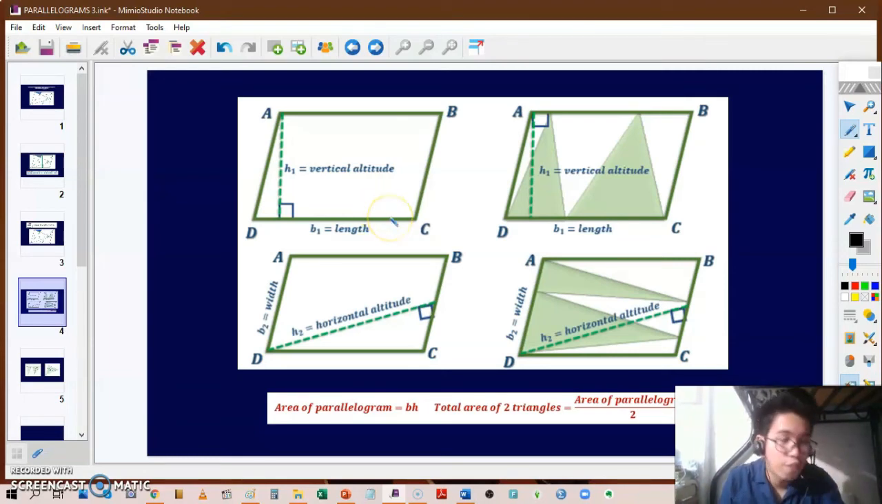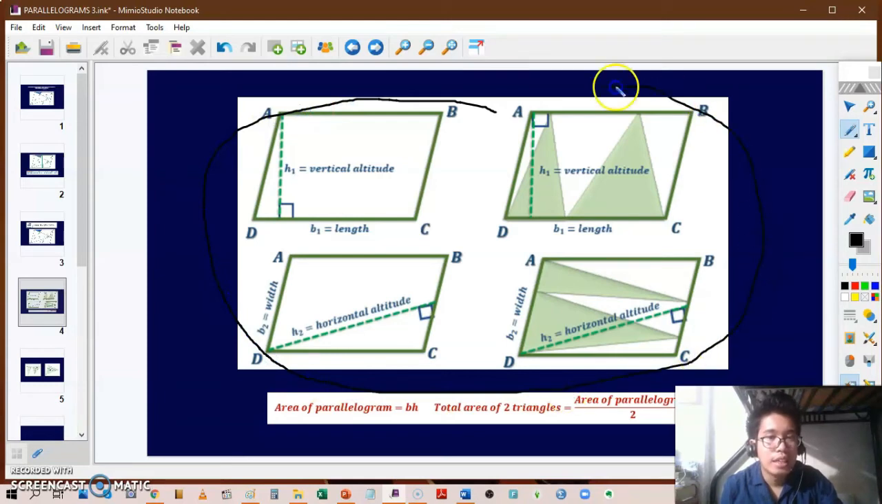You just kind of flip the parallelogram. So this is the main idea on how to solve this problem. You need to be able to see the pattern, or the relationship between the vertical altitude and the horizontal altitude, which are still the same. Okay, so after flipping it, the bases are also the same after you flip the parallelogram.